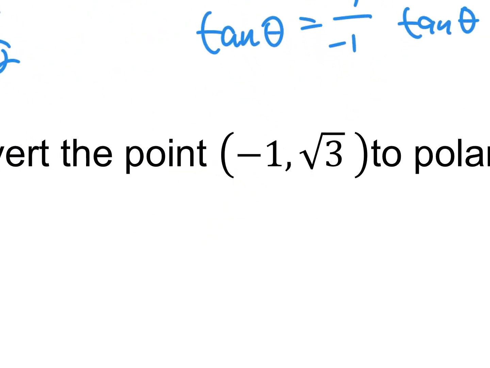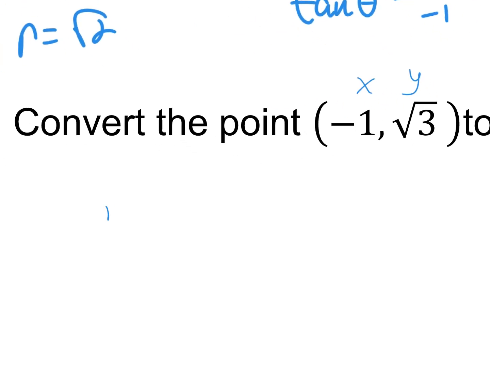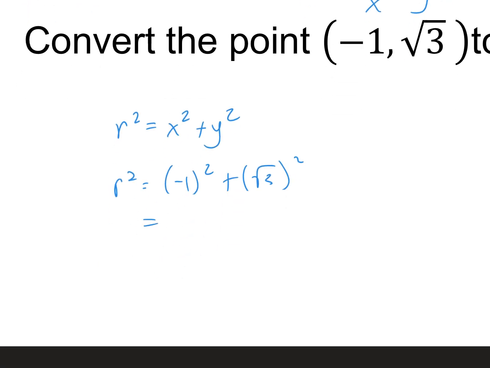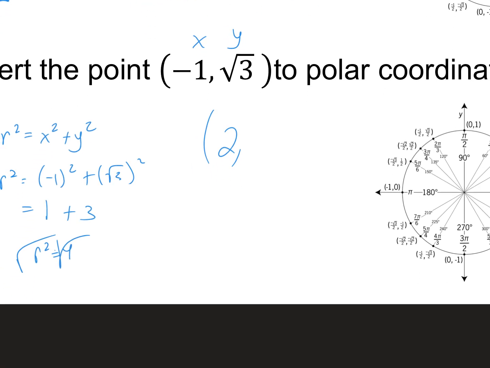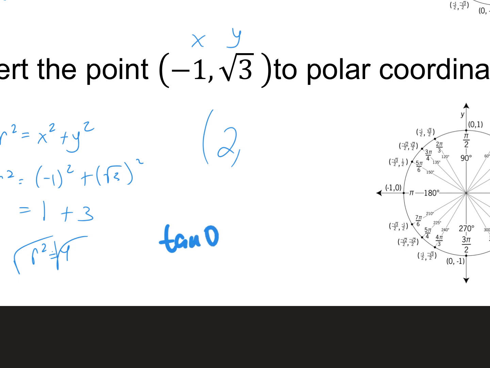All right, last one. This is my x and this is my y. Let's find our r value first. So r squared equals x squared plus y squared. So r squared equals negative 1 squared plus the square root of 3 squared. What's negative 1 squared? 1, plus what's the square root of 3 squared? 3. So r squared equals 4. What does r equal? Yep, r equals 2. Perfect. So how do I find out what angle we're talking about? Well, I need the tangent of theta. I take the y and put it over the x. So negative root 3.